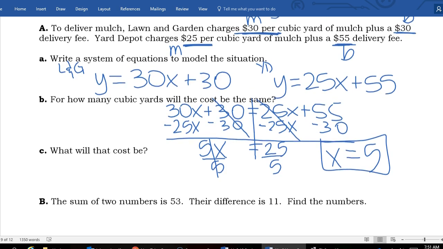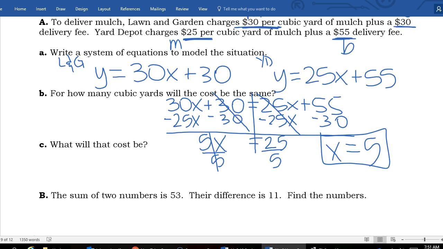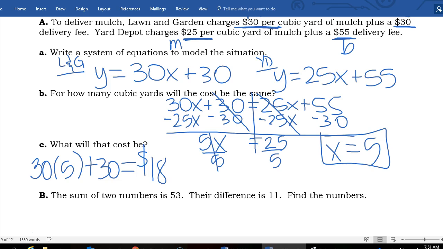What would that rate be? That's a great question. Let's substitute the 5 back in. You can go into Lawn and Garden's equation, you can go into Yard Depot's equation, or you could be extra like me and go into both to make sure our answer is correct. So 30 times 5 is 150. 150 plus 30 would be $180. Let's check Yard Depot. 25 times 5 plus 55. 25 times 5 is 125. 125 plus 55 is 180.